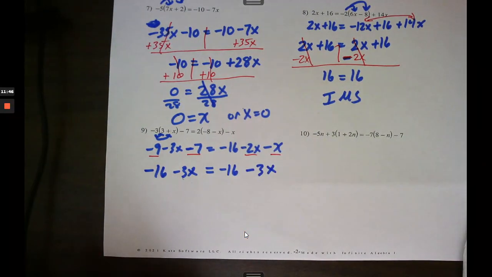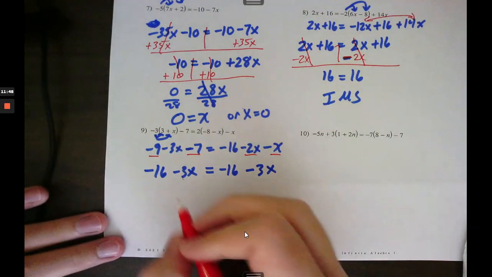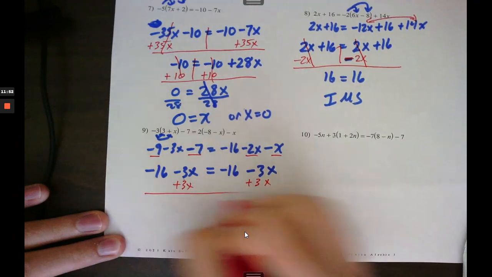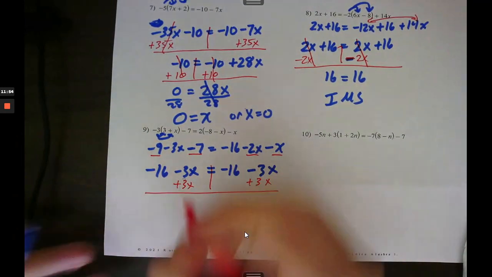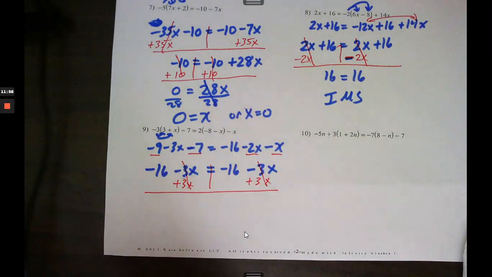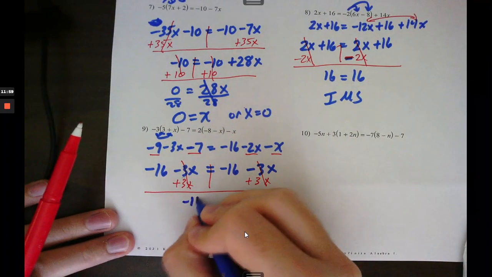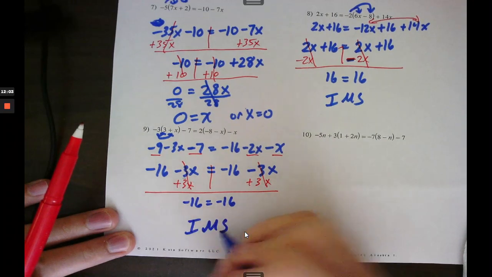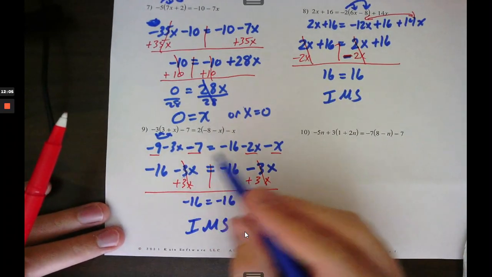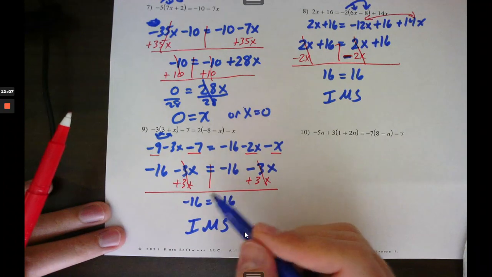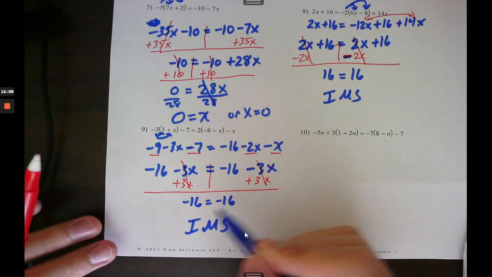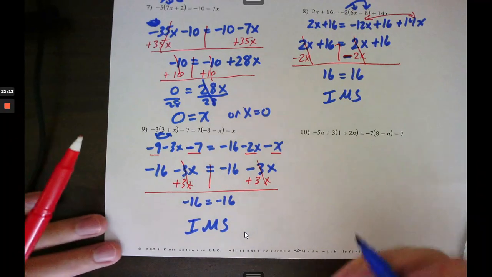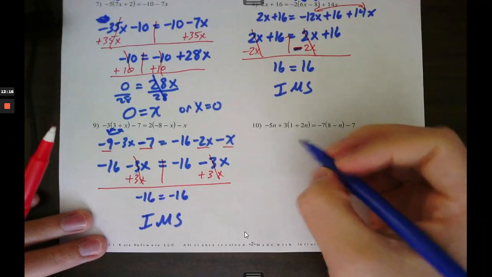And now we're starting to see a scenario that we should be kind of familiar with now. We add 3x to both sides. And what happens? The negative 3x is canceled, leaving me with negative 16 equals negative 16, which is IMS. If you make a very small careless mistake in any of this, forget a negative or something, you're not going to potentially get this IMS solution that you're supposed to get for this problem. So be careful. Alright, last one, number 10.